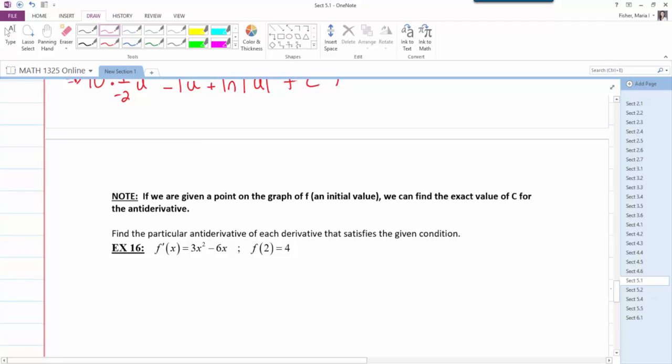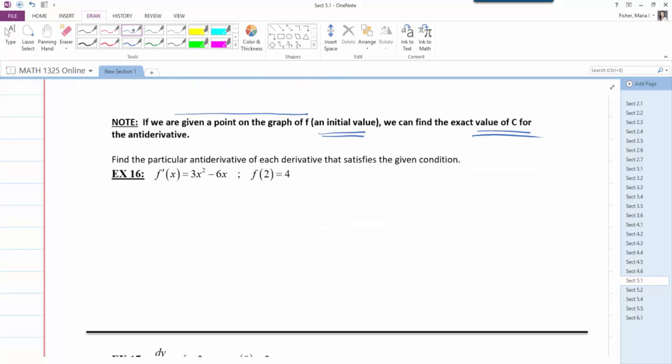So we're going to now look for a particular antiderivative of a derivative. So how do you find a particular antiderivative? Well, if you're given a point on the original graph, so an initial value, you can actually find the exact value of c for that antiderivative. You can actually solve for c and find the exact or particular antiderivative. So we're going to do that for the next 3 examples.